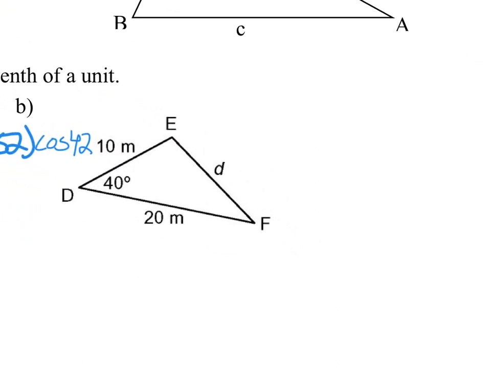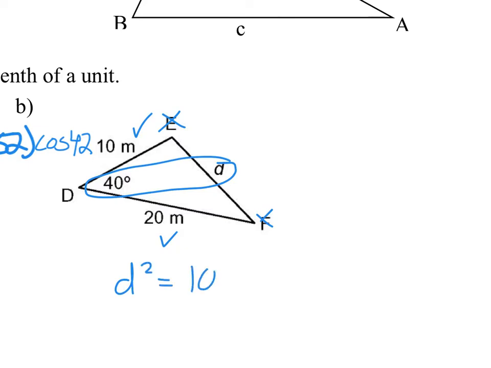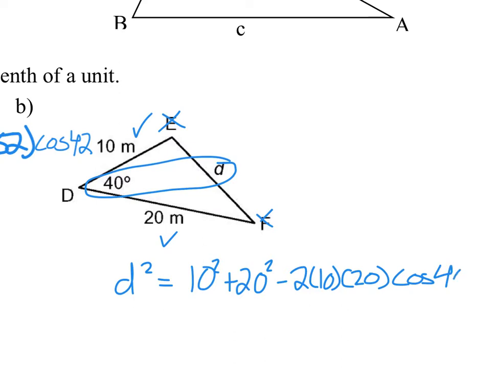We're asked to solve for side length d. What's the angle that matches to d? 40. I don't care about angle E or angle F. The other side lengths are 20 and 40. So if we want side length d, we'll take the other two side lengths, square them, and add them together. We'll minus 2 times the other two side lengths, multiplied by cos of the angle that you're trying to solve the side length for, which is 40.